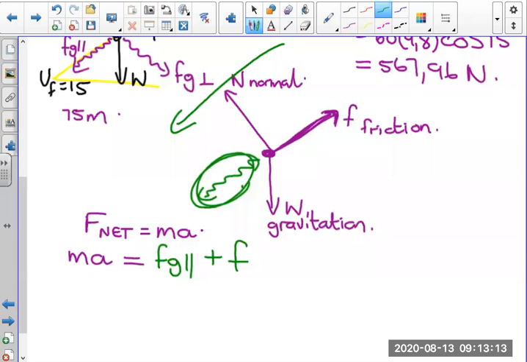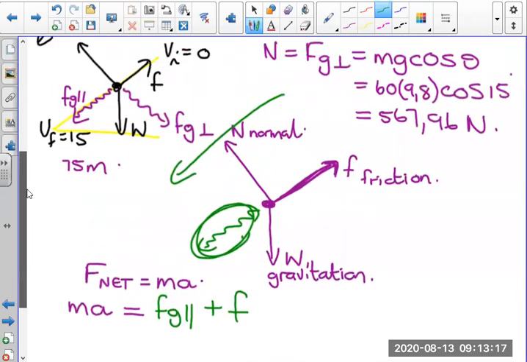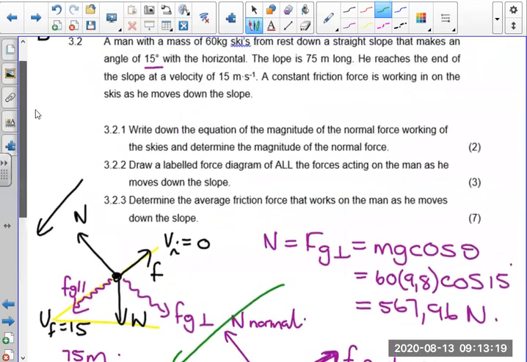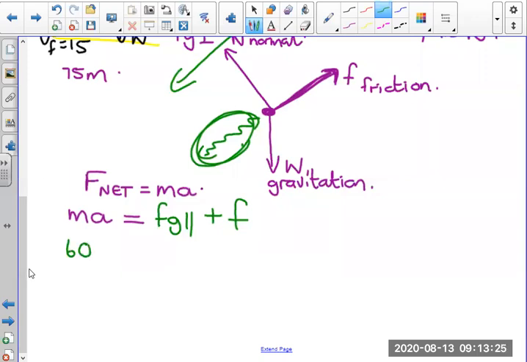Right. Now let's quickly look at this. First thing that I can substitute in is the mass of this person, and the mass is 60 kilograms. So I'm going to put in 60. Now I have a problem with the acceleration. And on your information sheet that they're going to give you, even though you did this last year, they give you the equations of motion. And this is what you need to remember.